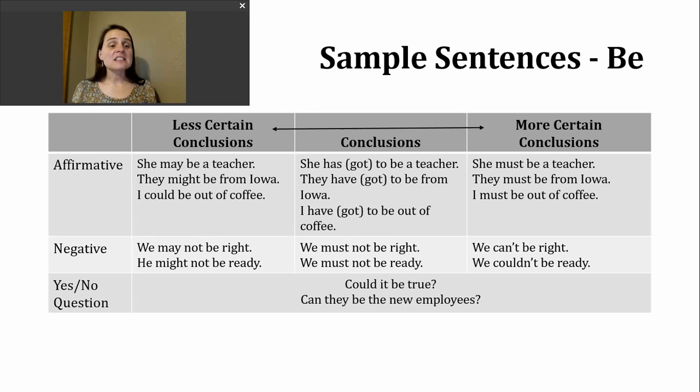Lastly, let's look at how you might make a question to ask someone about their conclusion. To do this, there's not multiple ways. So there are going to just be two ways. We're going to use could or can. Then we'll have our subject and then the base verb. So we start modal, subject, base verb. Could it be true? Can they be the new employees? Okay. So when you're not certain, but you want someone else to make the conclusion for you, that's how you would do it.